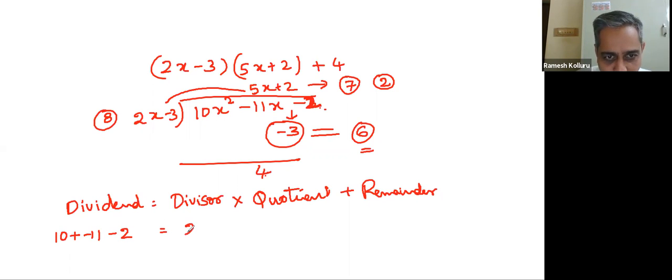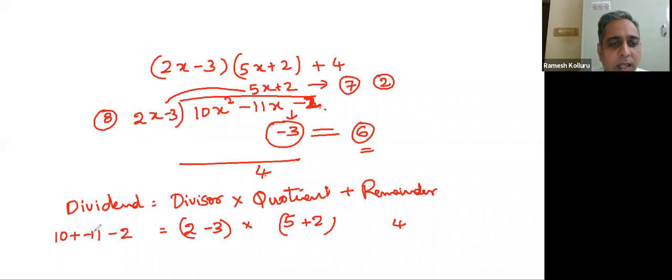Divisor is 2 minus 3. Quotient is 5 and 2. And remainder is 4. So we have to multiply this. Right? So here minus 4 plus 1 is minus 3. Minus 3 means plus 9 is equal to 6. So that's how it will be.